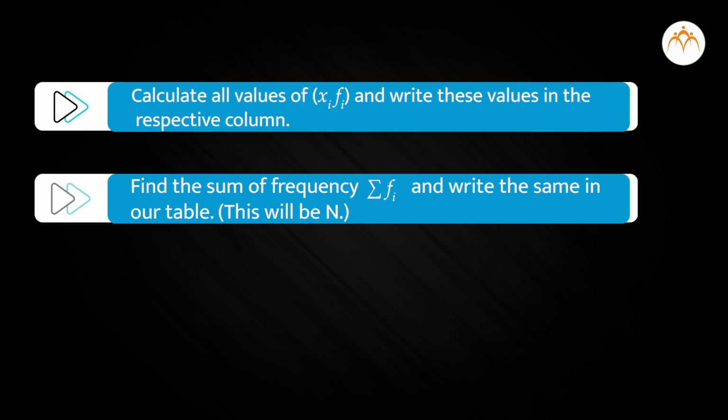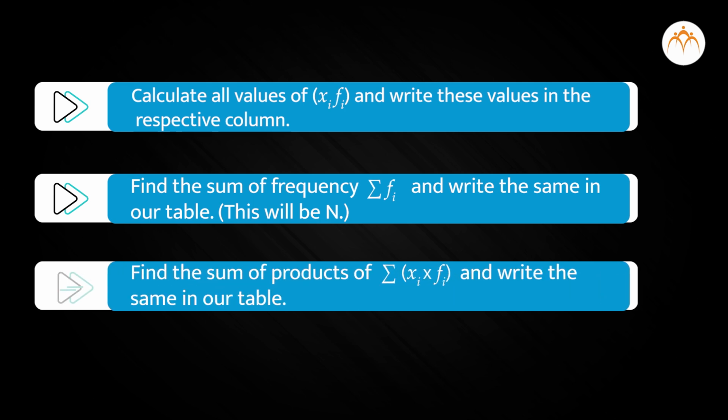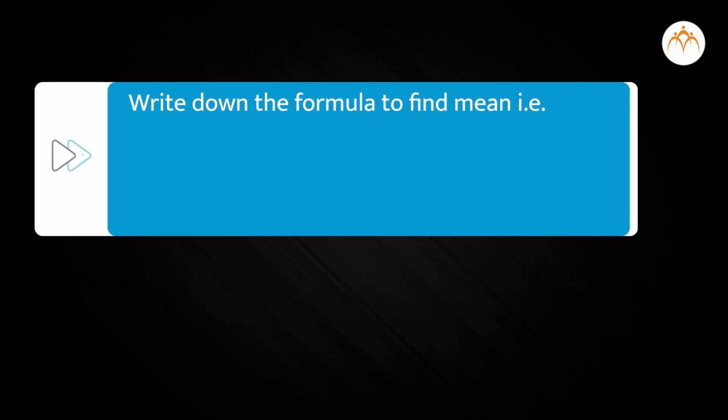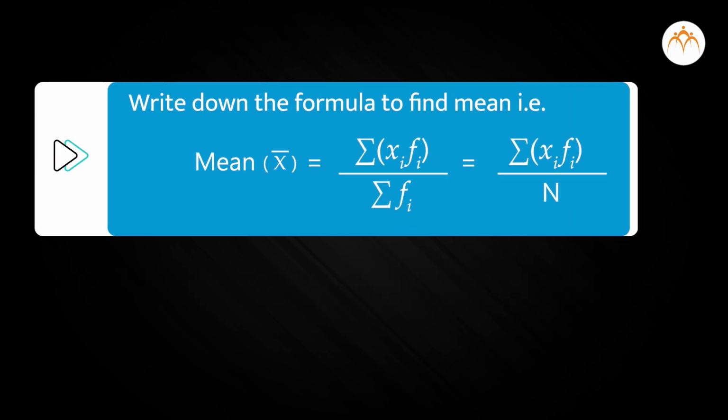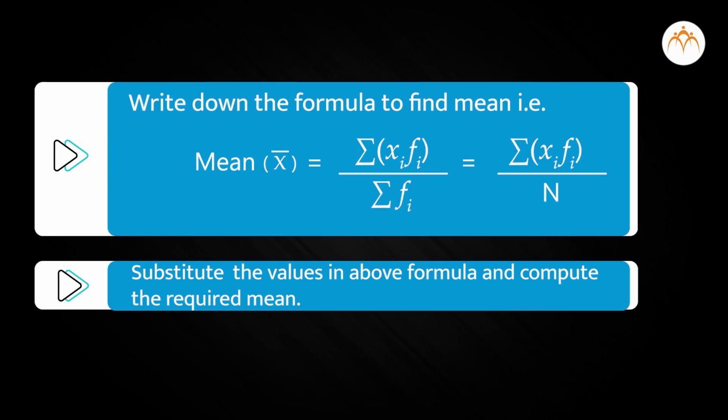Calculate all values of xi fi and write these values in the respective column. Find the sum of frequency, summation fi, and write the same in our table. This will be n. Find the sum of products, summation xi multiplied by fi, and write the same in our table. Write down the formula to find the mean. That is, mean x bar is equal to summation xi fi divided by summation fi, that is, summation xi fi divided by n. Substitute the values in above formula and compute the required mean.